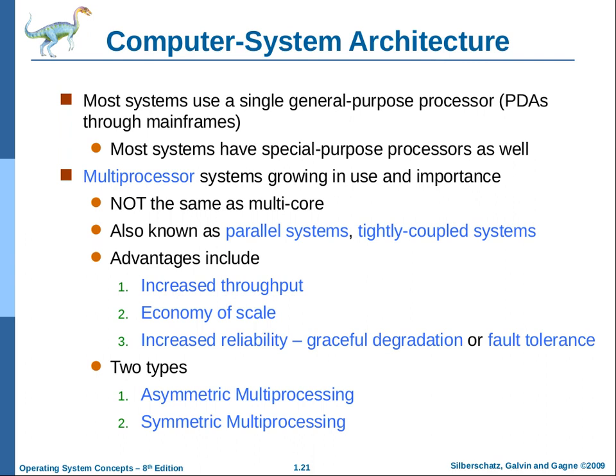Multiprocessing systems have been around for a very long time. 60s, 70s, they've been around. No, multiprocessor is a little different than multi-core. Multi-core is you have multiple cores on one processor, while multiprocessor is you have two of them, or more than one.